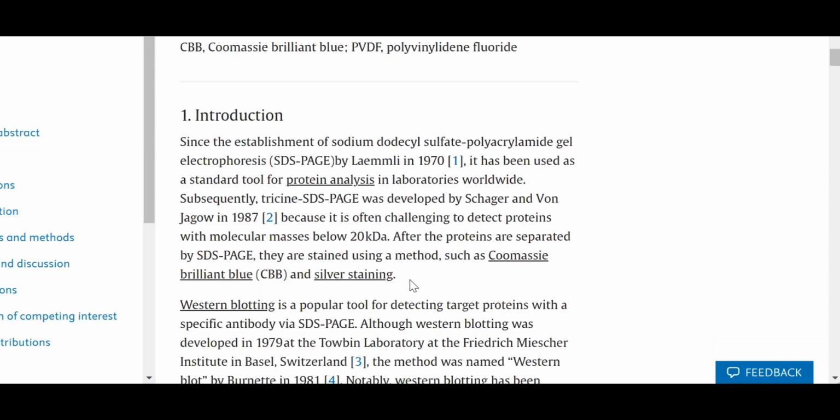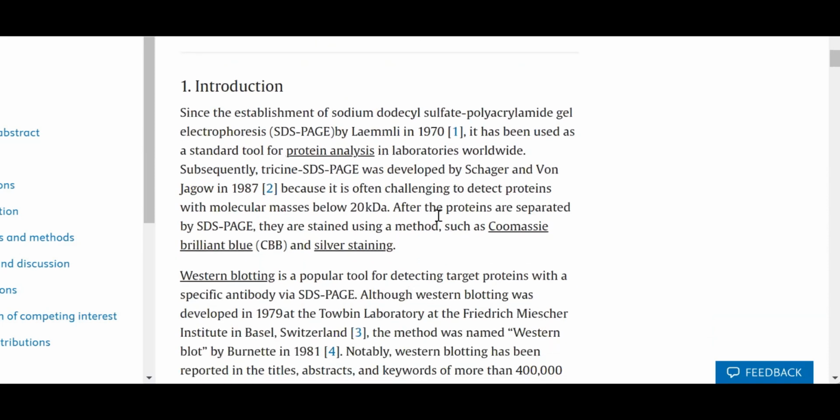Right. Here the concern is why it is used and who developed this system. In the 1970s, SDS-PAGE was described by Laemmli et al., which we have talked about. But Schägger and von Jagow came up with a new technique because detecting proteins with molecular masses below 20 kilodalton was found to be challenging. So they talked about a new method.